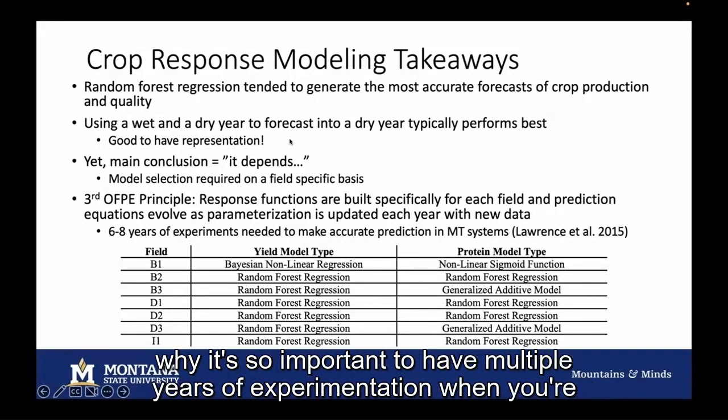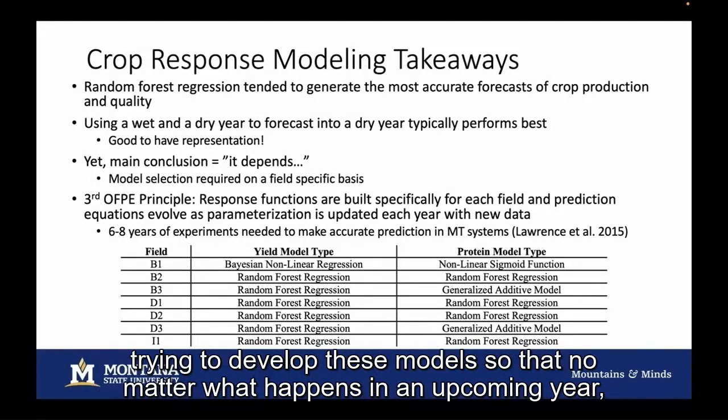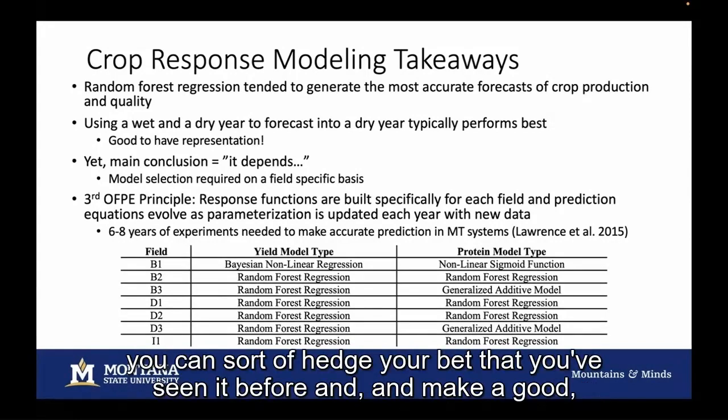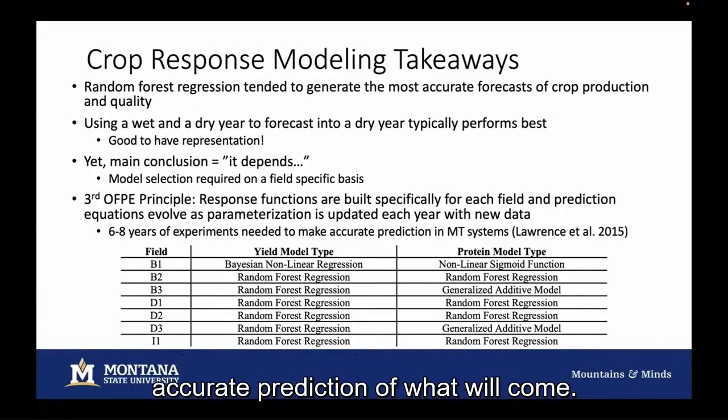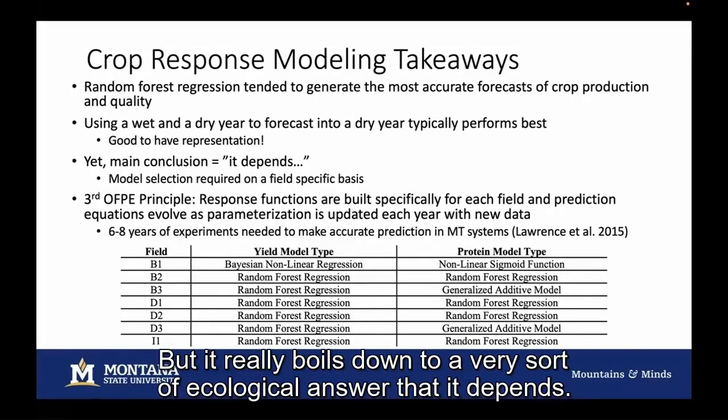And so that's why it's so important to have multiple years of experimentation when you're trying to develop these models, so that no matter what happens in an upcoming year, you can sort of hedge your bets that you've seen it before and make a good, accurate prediction of what will come. But it really boils down to a very sort of ecological answer: that it depends.